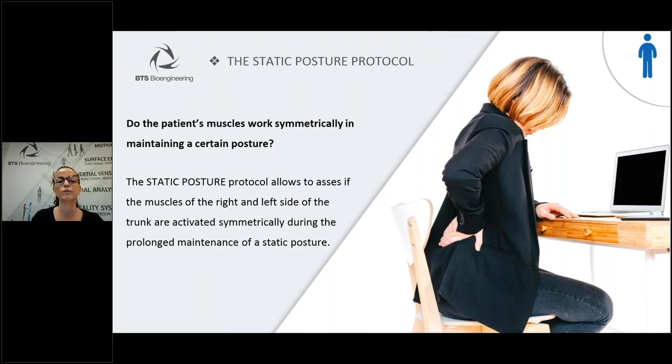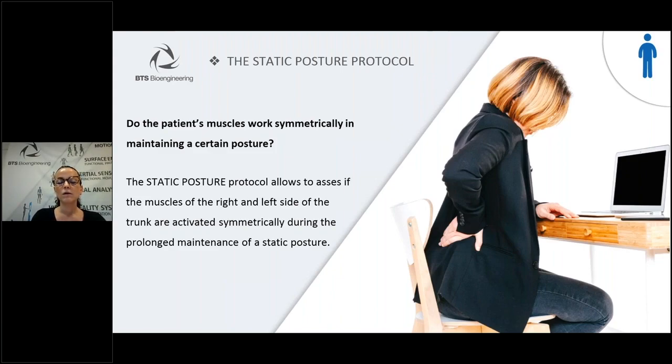Thanks to the static posture protocol, it's possible to evaluate which is the muscular strategy used by the patient to keep a specific static posture. Obviously, the orthostatic position is the most studied one, but the evaluation with the static posture protocol can also be extended to the analysis of other postures under isometric conditions, such as, for example, the sitting position.